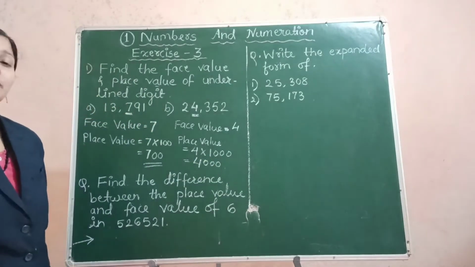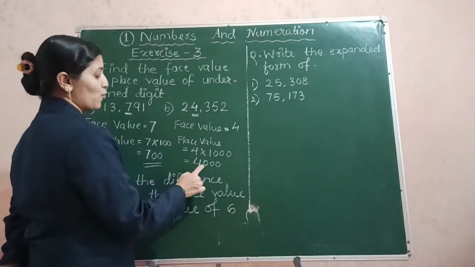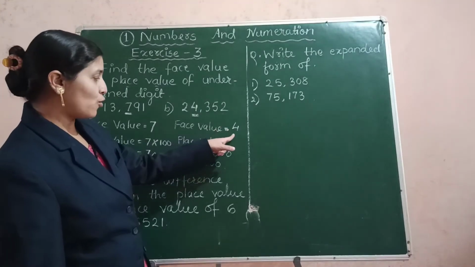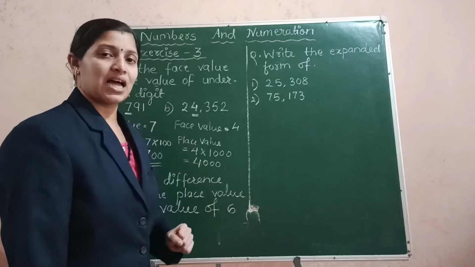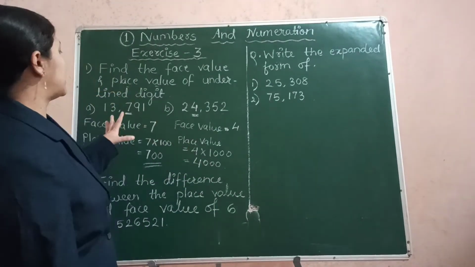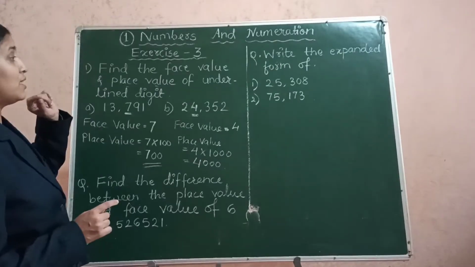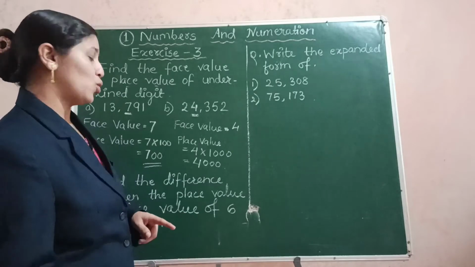So what is the place value of 4? The place value of 4 is 4000. Face value of 4 is 4 and place value of 4 is 4000. Okay. So these are the two examples from exercise 3, question number 1. Remaining you have to solve on your own.